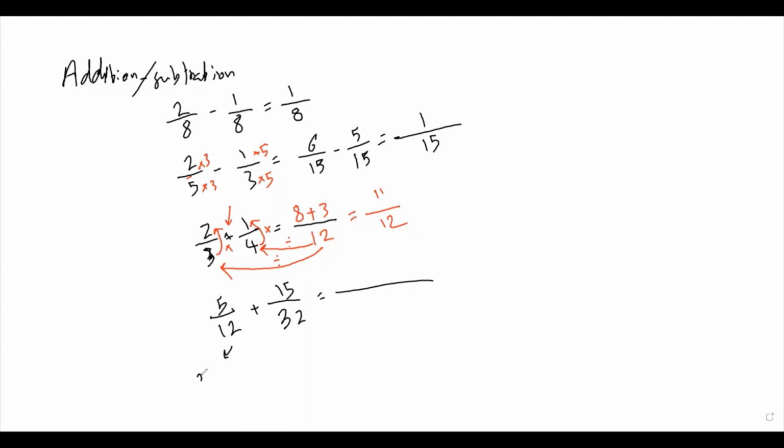12 can be rewritten as 2 to the power of 2 times 3. So by now you should have mastered this method. If not, I suggest you go back and take a look at the first video about HCF and LCM, right? HCF and LCM. So 32 can also be rewritten as the product of prime numbers, which in this case gives us 2 to the power of 5. And we go for common and uncommon, right?